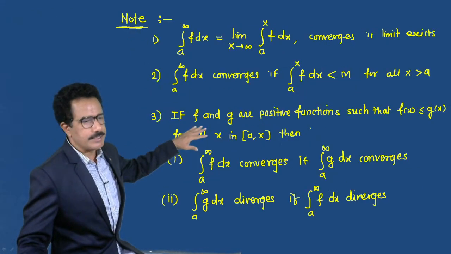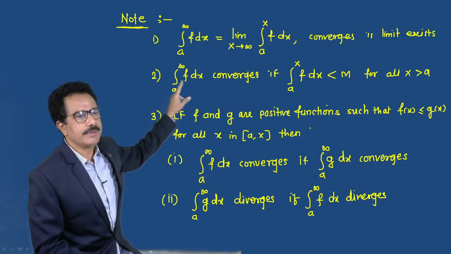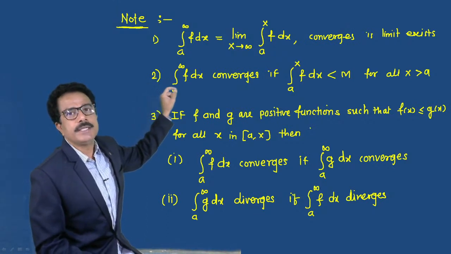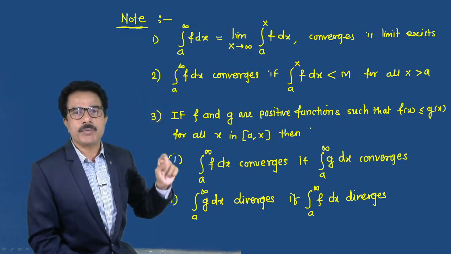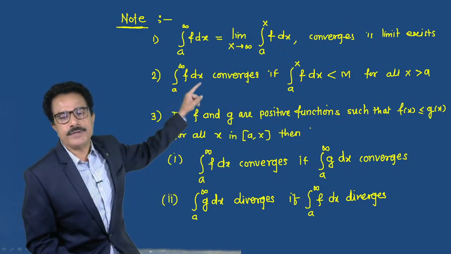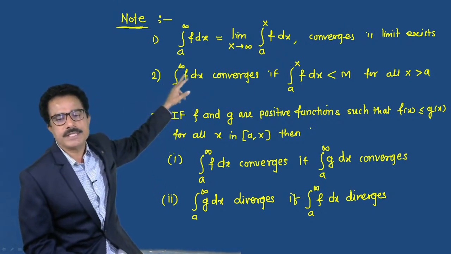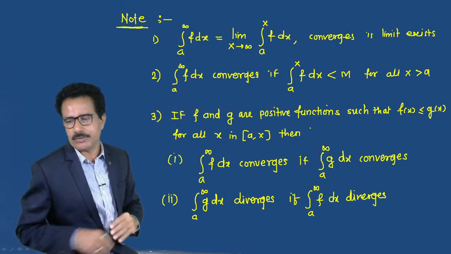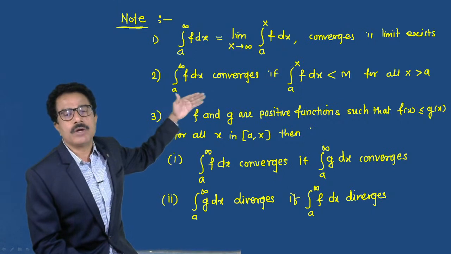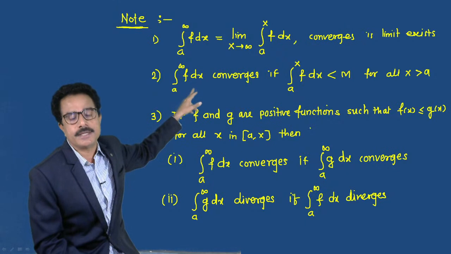Now in the improper integral we have studied the first theorem, that is, the integral from a to infinity of f dx. If this improper integral converges, then the limit as x tends to infinity of the integral from a to x of f dx must exist. Then only we can say that the given improper integral is convergent. Secondly, the comparison test for convergence is the second theorem.